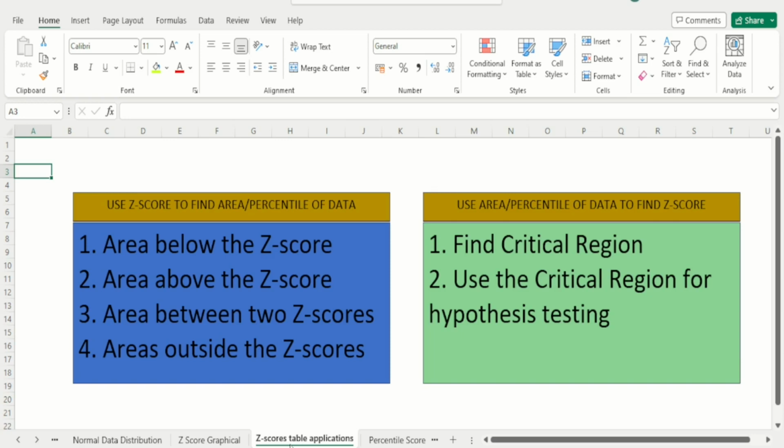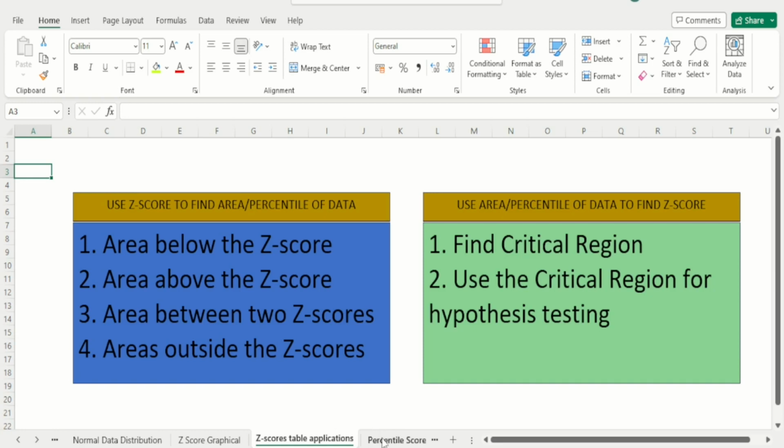There are also known applications to find the area between two z-scores and areas which are outside z-scores. When we say outside, what we mean is those data points which are above the max point of the data distribution, and basically those points which are below a given score. So basically above a given score and below a given score. I think this will be much clearer if we look at some examples.